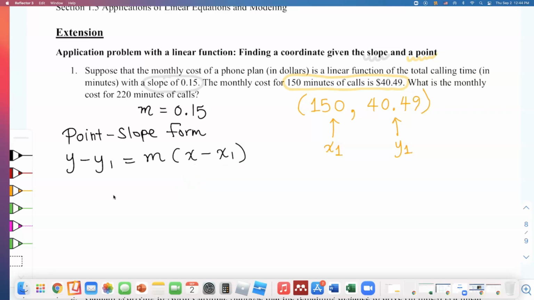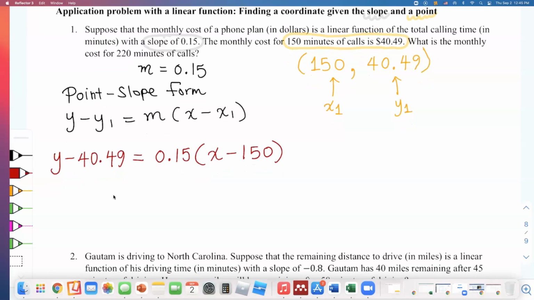I know that y1 is 40.49. So I'll say y minus 40.49 equals the slope of 0.15 times x minus 150. All right, let's solve for y. Let's solve for y, okay?